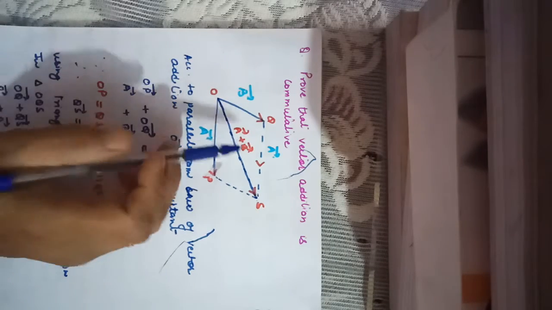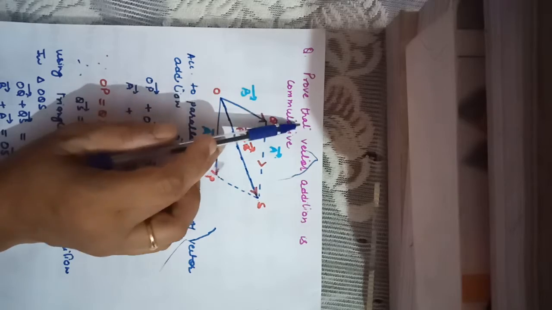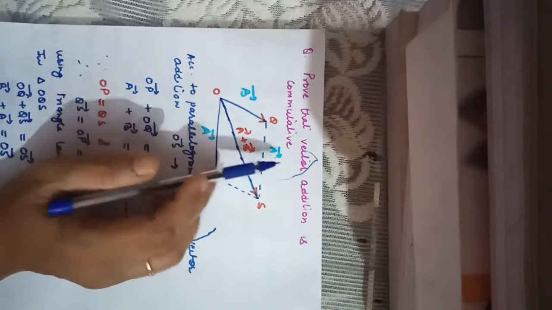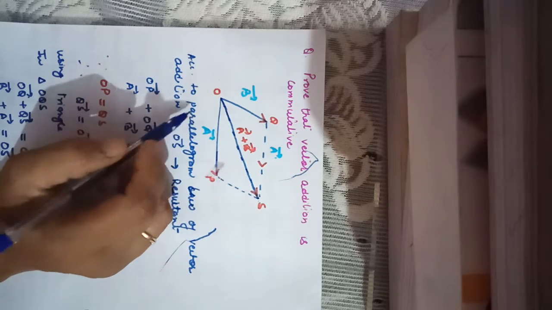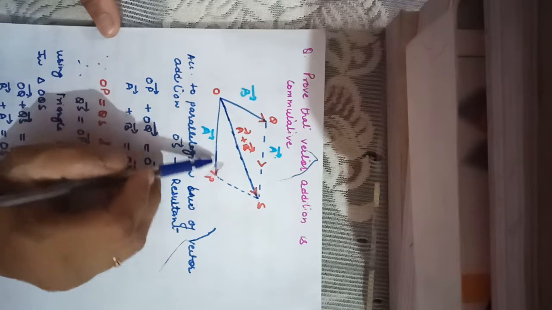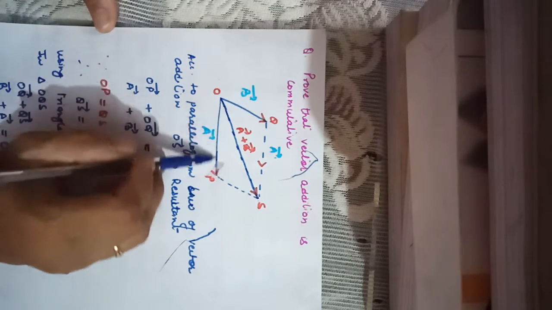Now students, this is the explanation of the topic that proves that vector addition is commutative. What is the meaning of commutative? You will see that at the end of this topic. Here I have drawn a diagram for the parallelogram law of vector addition, just like that.